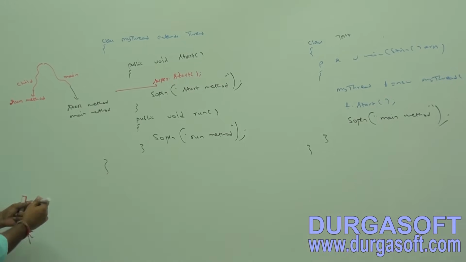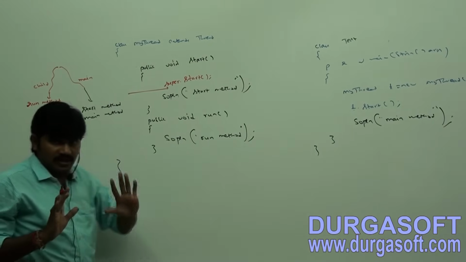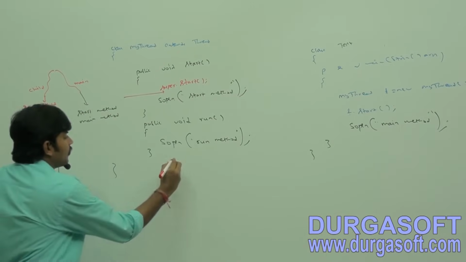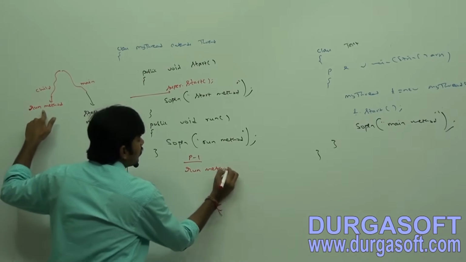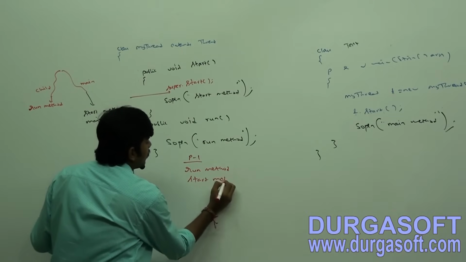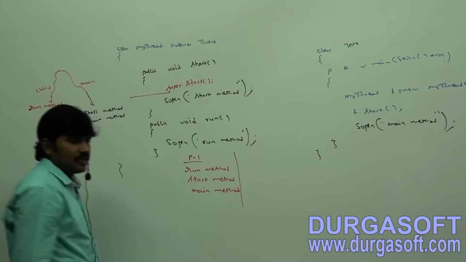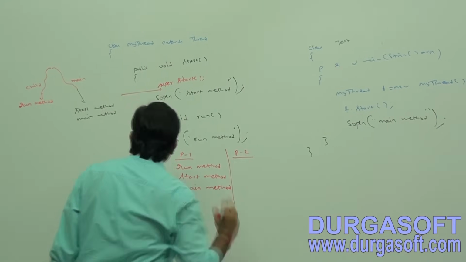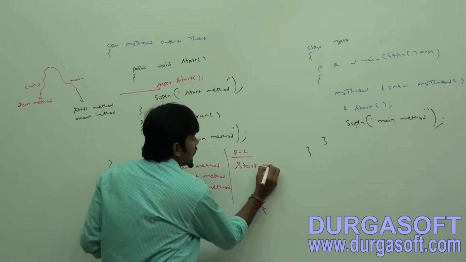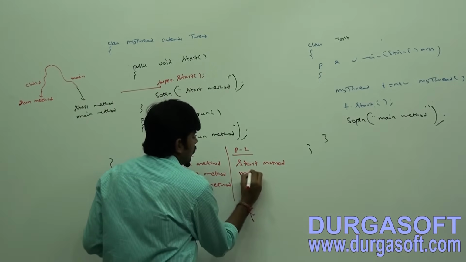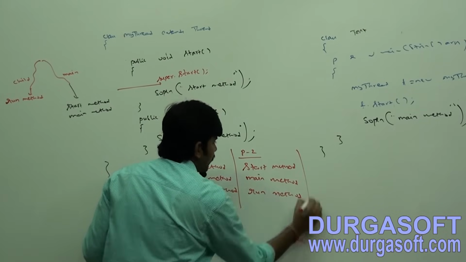Can you tell what output we are going to get now? Both the threads are going to execute simultaneously. We can't expect the exact output, but there are several possible outputs. Possibility 1: first the child thread, run method, followed by start method, followed by main method. Run method, start method, main method. Next, possibility 2: first the main thread and then the child thread. Start method, followed by main method, followed by run method. That is possibility 2.